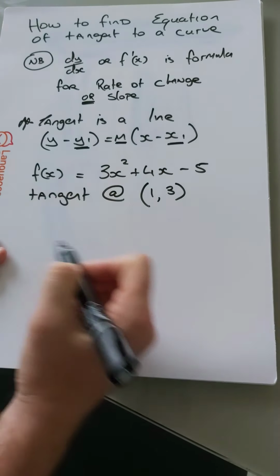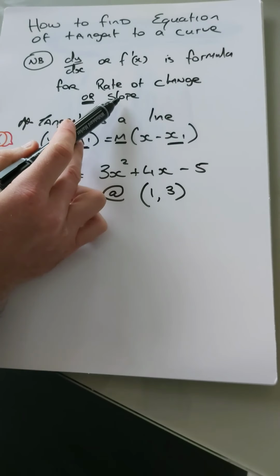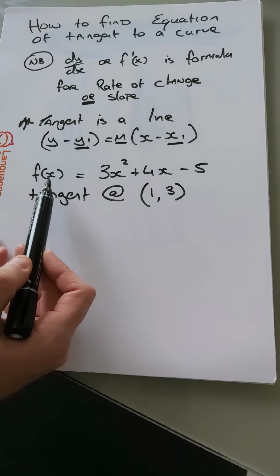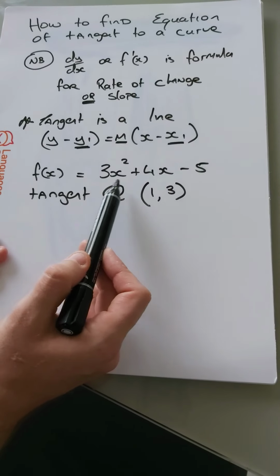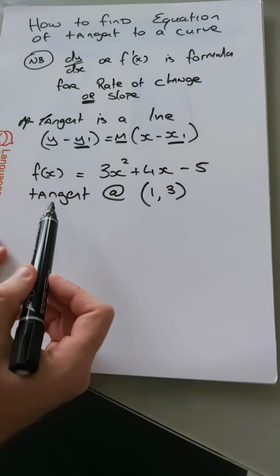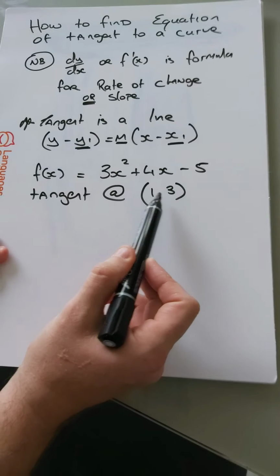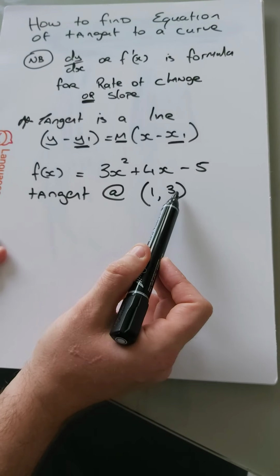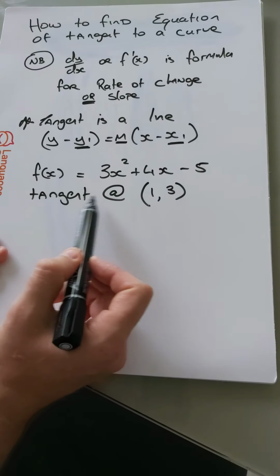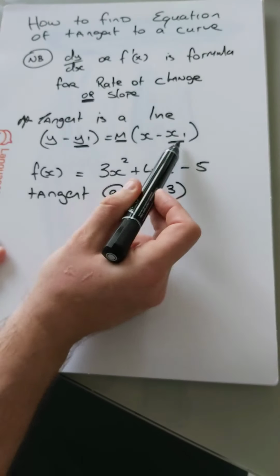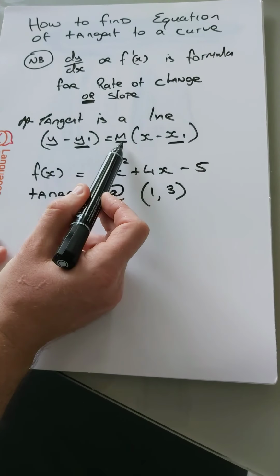So that's where differentiation comes in, because remember, differentiation gives us a formula for the slope at any given point. So I look at a question here. f(x) is equal to 3x² + 4x − 5, and I want to find the equation of the tangent to this curve at the point (1, 3). So obviously the tangent is going through the point (1, 3), which is great because I know my x1 and my y1, but I need the slope if I want to find the equation of the tangent.